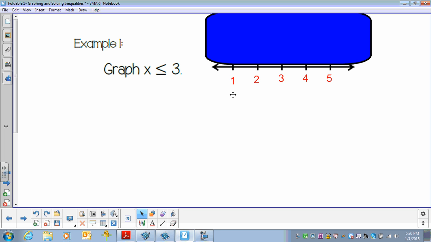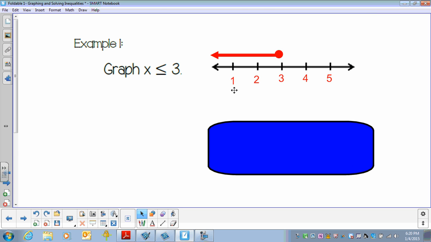So go ahead and graph x is less than or equal to 3. Since it's equal to, we start at 3 with a solid dot. And since the arrow is pointing to the left, that's the way we draw our graph. So x can be anything that's less than or equal to 3.